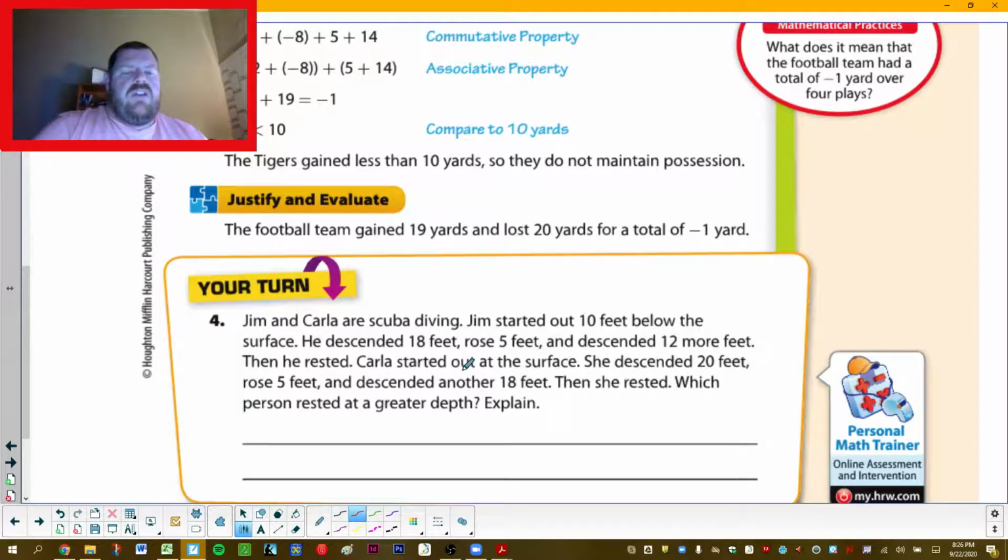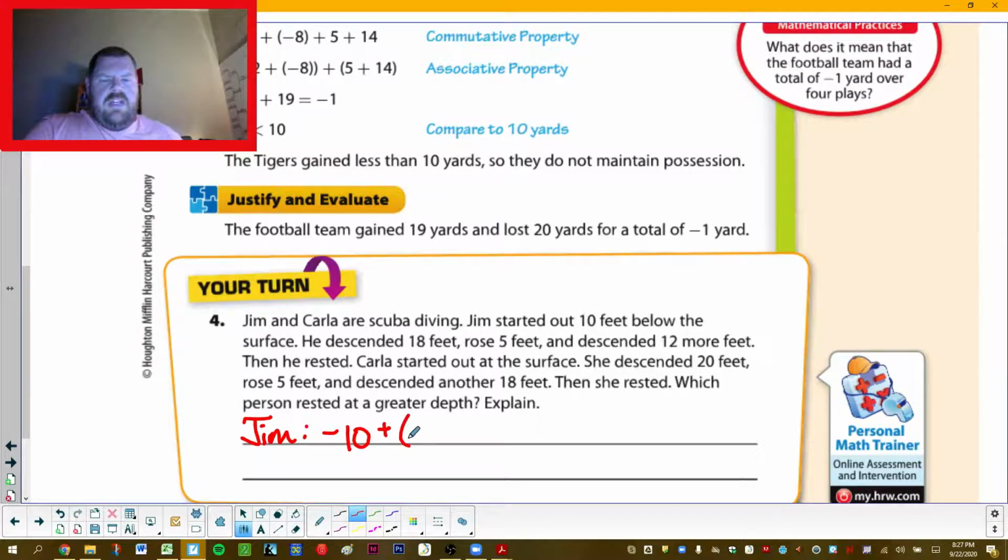Carla started out at the surface, so this is different. She started out at 0. She went down 20, came up 5, then went down 18. And we want to know which person is farther down. Okay? Or another way to say that is greater depth. So Jim started out, let's say Jim here, started out at -10.